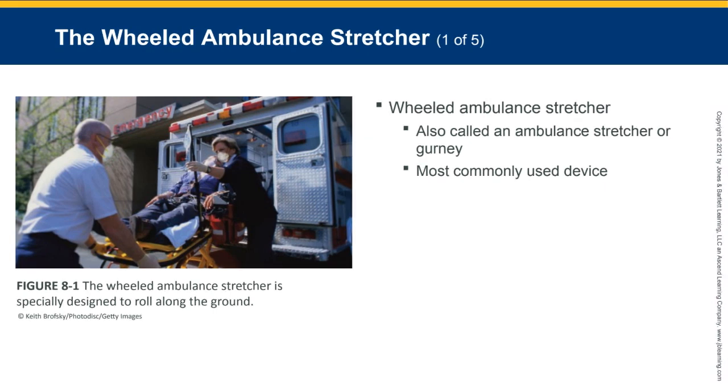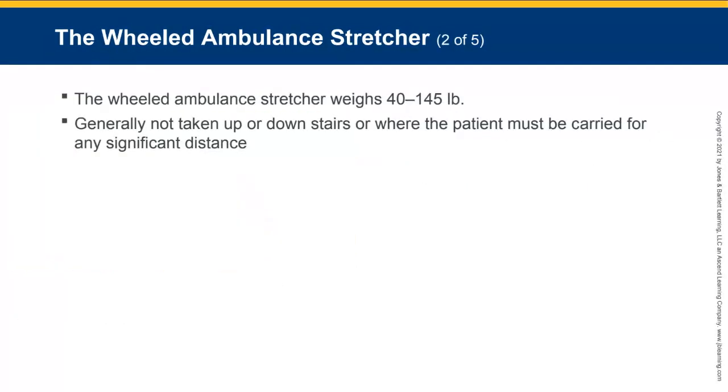The wheeled ambulance stretcher is going to be one of your primary devices for moving your patient. The wheeled ambulance stretcher, also called an ambulance stretcher or gurney, is the most commonly used device. It weighs 40 to 145 pounds and is generally not taken up or down stairs or where the patient must be carried for a significant distance. So there are limitations to where we can move the wheeled ambulance stretcher.